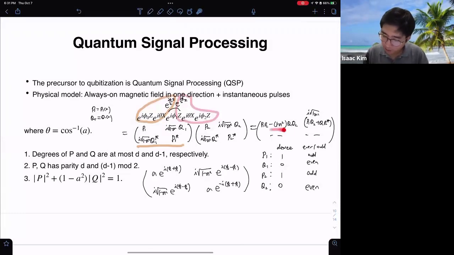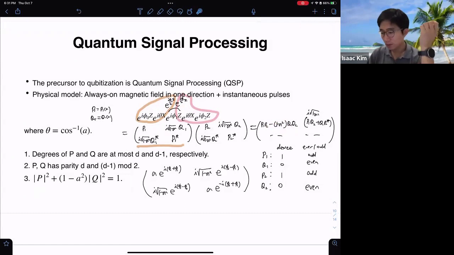So if you look at this term, first, degree-wise, P1, P2 has a degree of 2, and 1 minus A squared times Q1, Q2. Well, Q1, Q2 is just a constant, and 1 minus A squared has a degree of 2. So this entire thing has a degree of 2. So that, again, checks out.